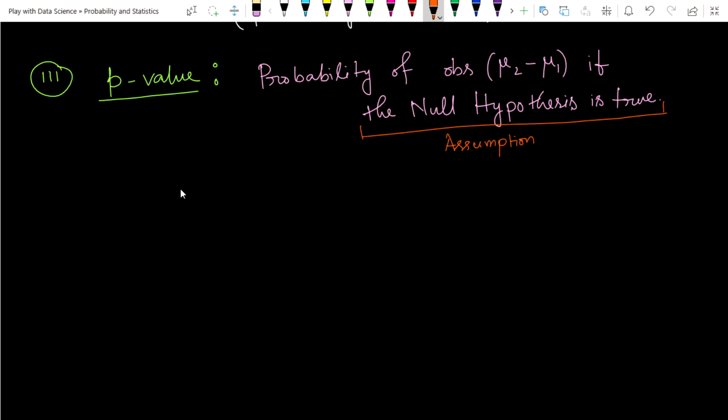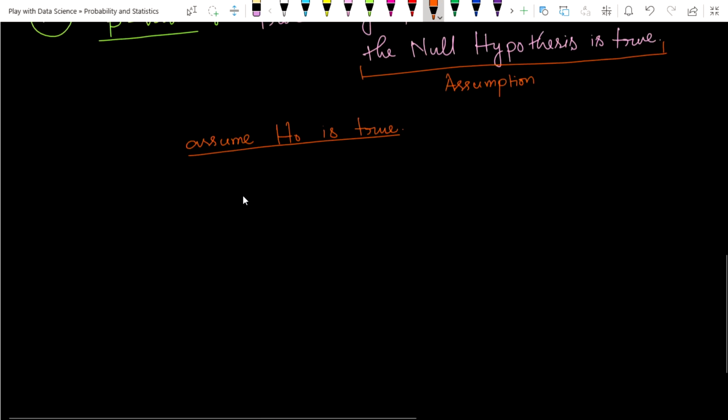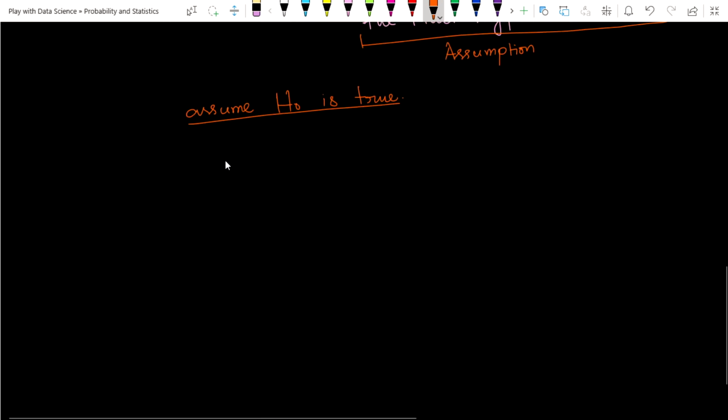This is our assumption part. First we have assumed that our null hypothesis is true. Our null hypothesis means there are no differences. First we have assumed these things.